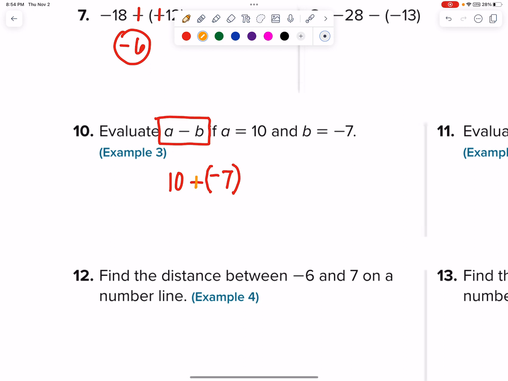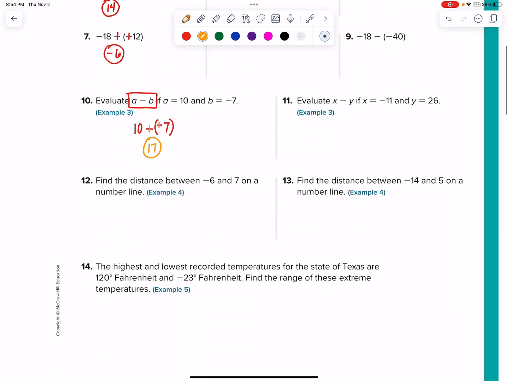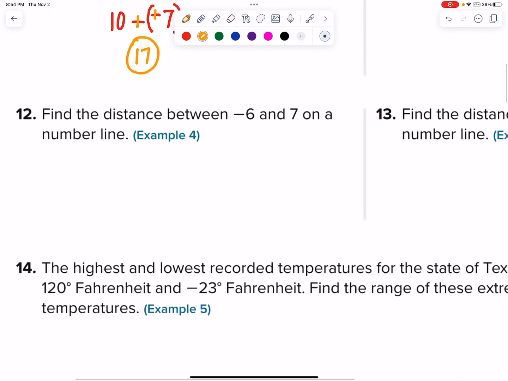KFC. Keep, flip, change. 10 plus 7, 17. Voila. Okay. All right. Let's go ahead and look at number 12. Find the distance between. How do we find difference or distance between? We're going to subtract, but take the absolute value.